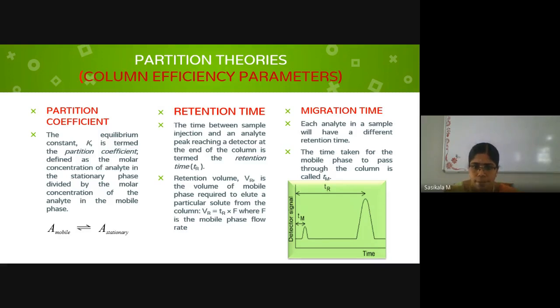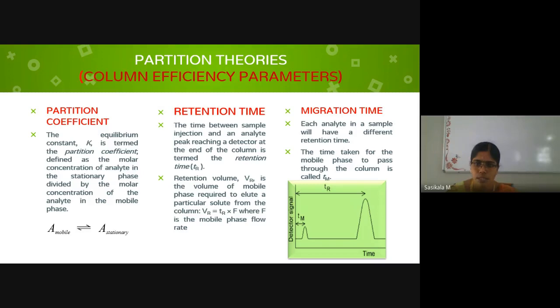What is F? F is the flow rate of the mobile phase through the column. And migration time is the time taken for the mobile phase to get into the column for separation. These are the parameters we have discussed now, and three theories of partition. What is the qualitative parameter for column chromatography among these? Retention time, not partition coefficient, not retention volume, not migration time. It is retention time, RT or tR.